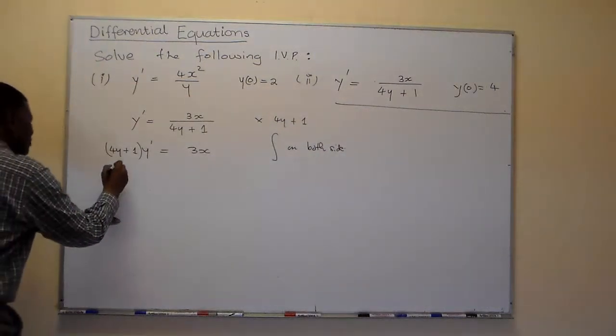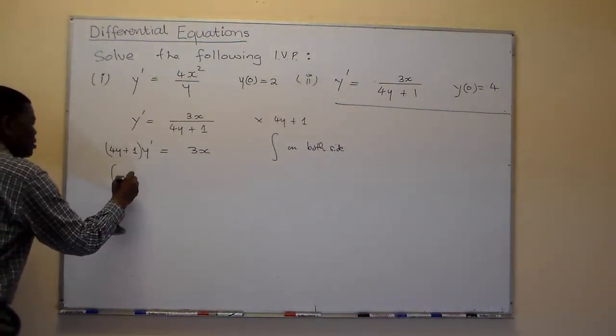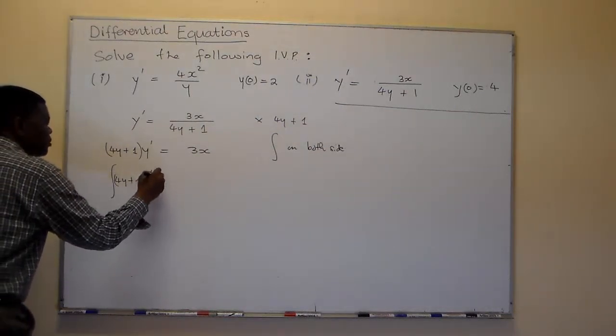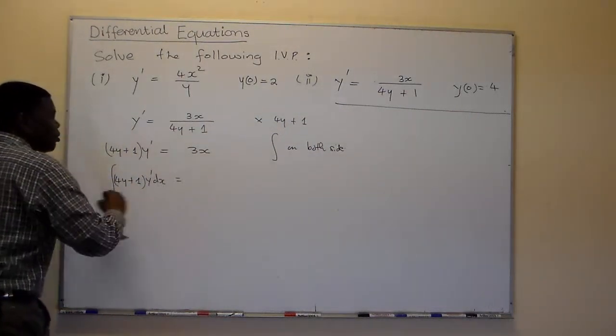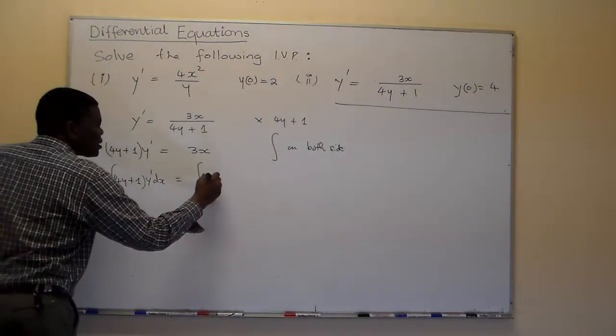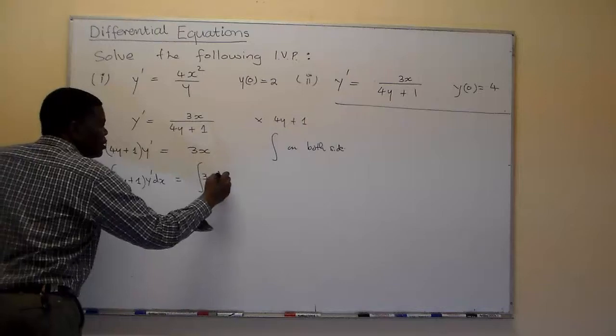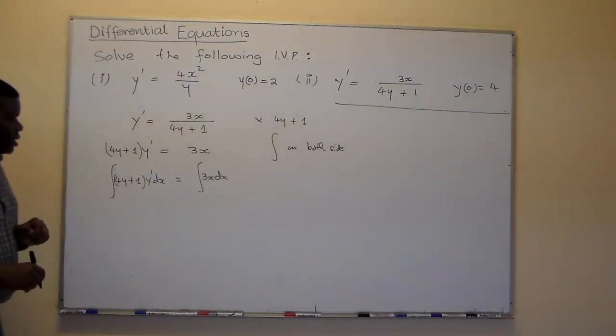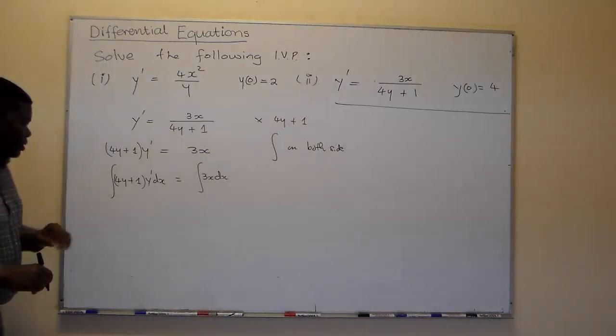Then we have this: the integral of (4y plus 1) y prime dx equals the integral of 3x dx. So on this side, I think you can see that we need our method of substitution.